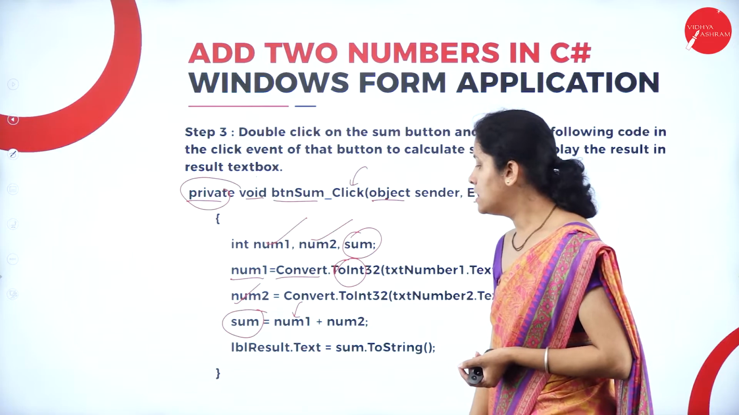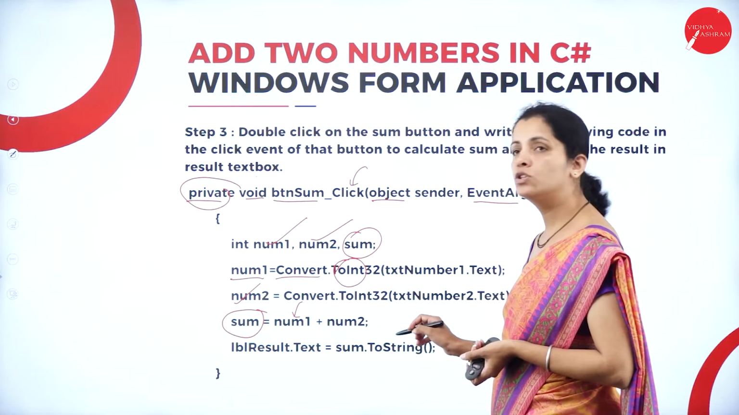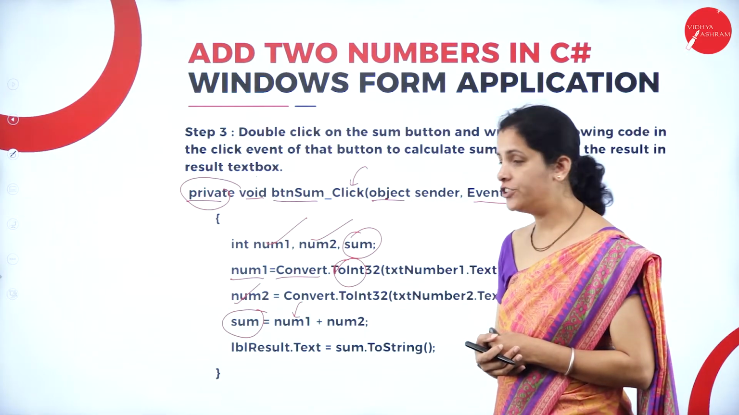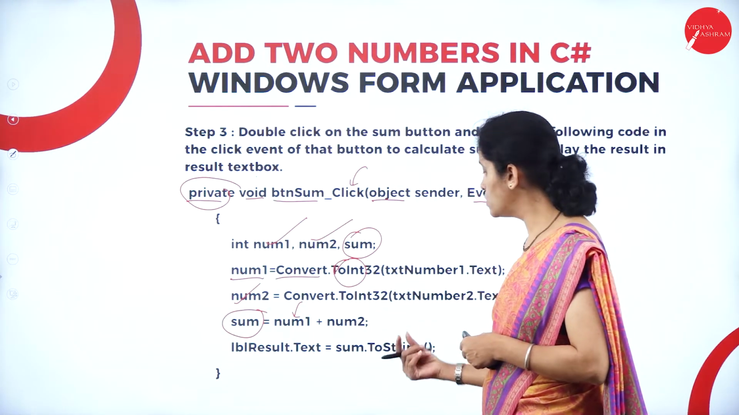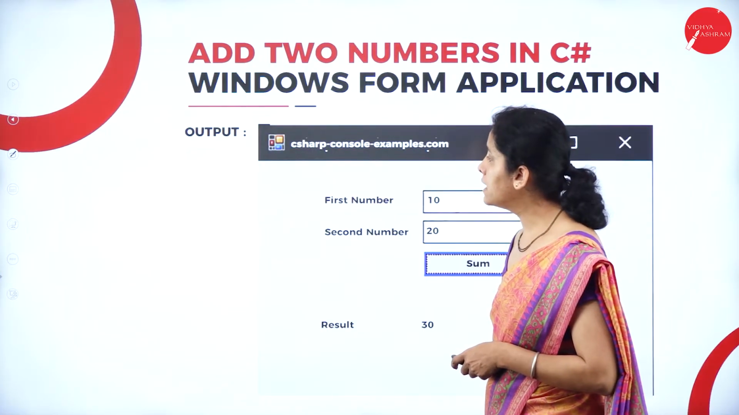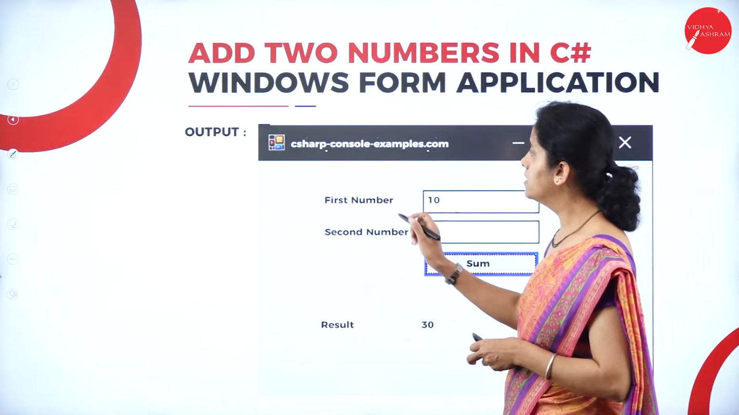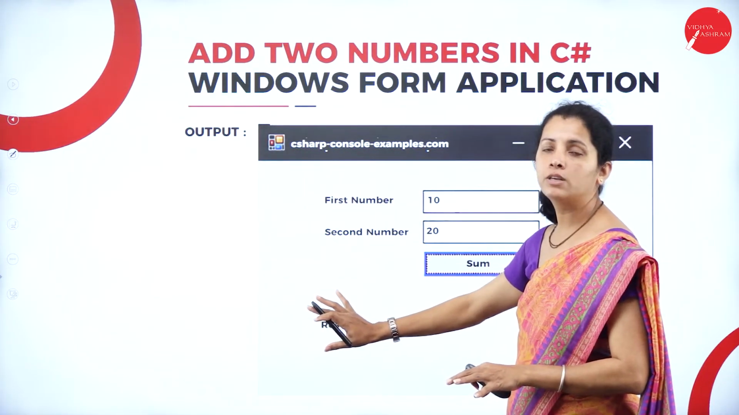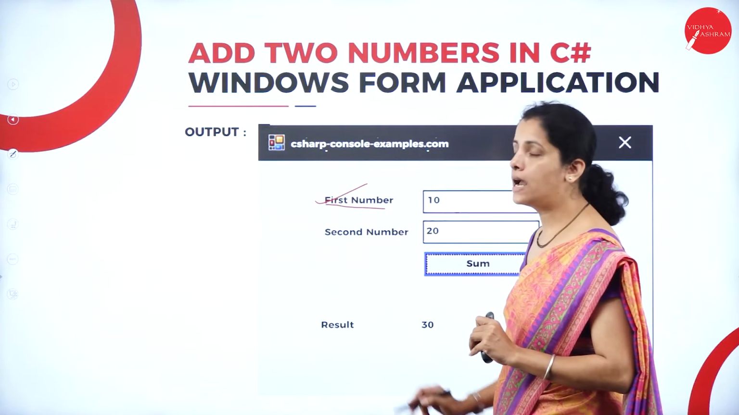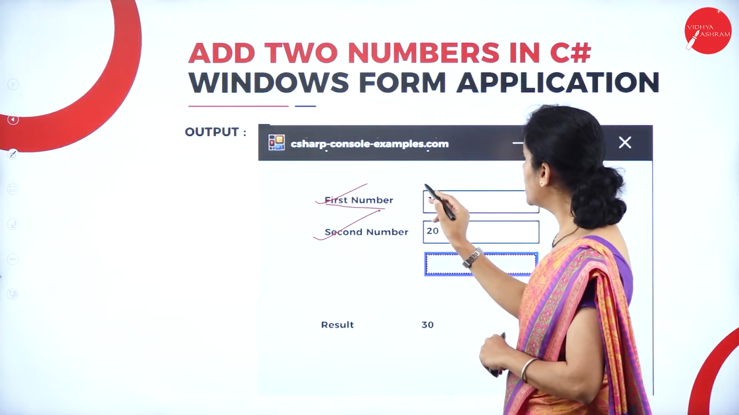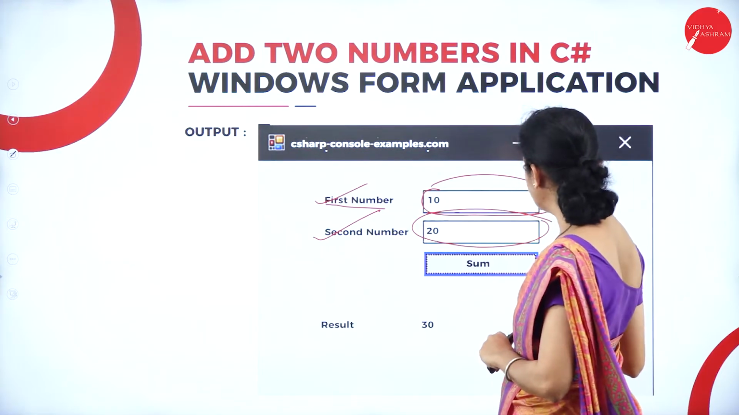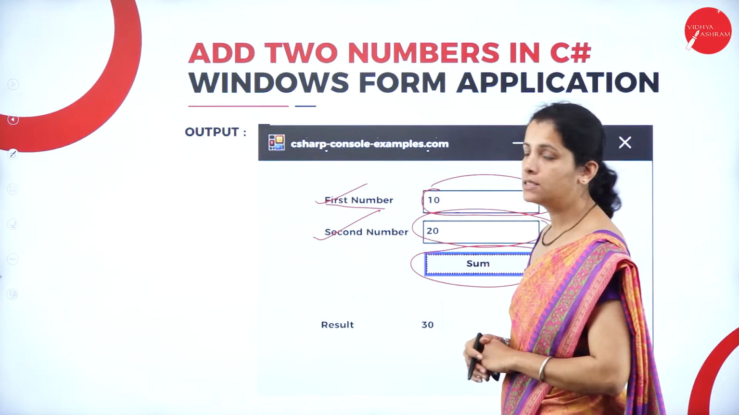Now lblResult.Text equals sum.ToString(). Dear student, whatever output I have is in the form of an integer, and now I want to convert that into a string, so here I'm going to use sum.ToString(). And what output am I going to get? If I consider this example, see here, this is my final output, and this output is running. See, first number is my label 1, second number is label 2. Now this is my text box 1, and this is my text box 2. And see here, students, this is my Sum, which is nothing but the button.